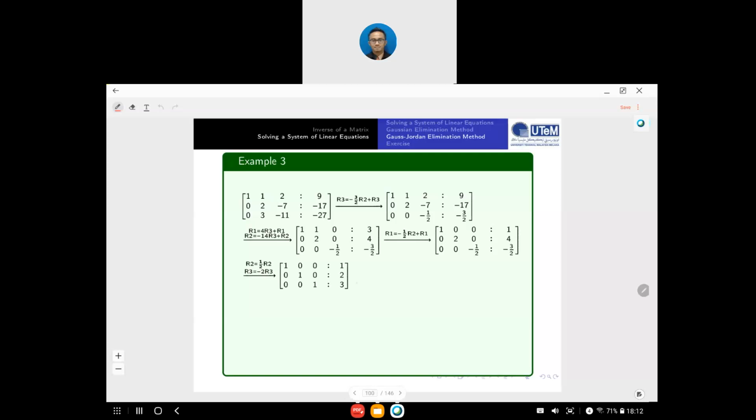So in this one you can get x equal to 1, y equal to 2, z equal to 3. Because this one is x, this one is y, this one is z. Just write this one. Okay? Any problem?